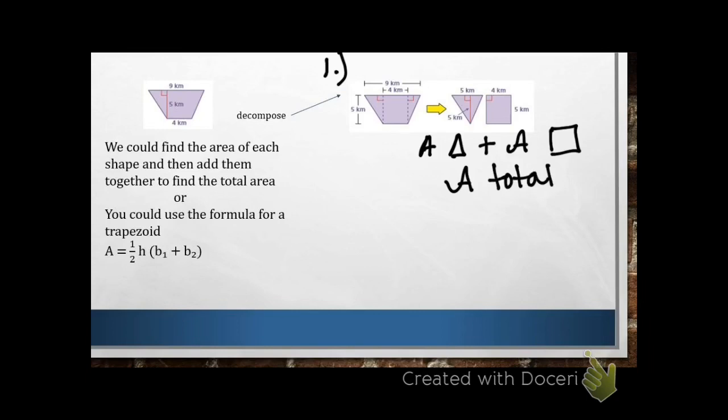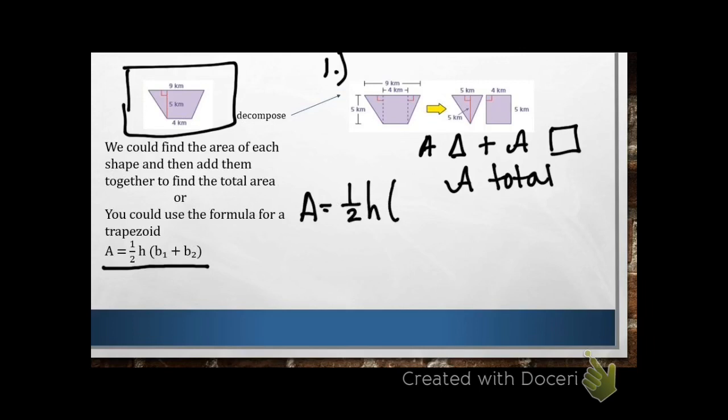Or with a trapezoid, I can also use this formula. A equals 1/2 of the height times base 1 plus base 2. And so if we were to do that using our original shape before we break it down, you wouldn't need to break it down if you were using the formula. So let's go ahead. We're going to write our formula. 1/2 of the height times base 1 plus base 2.